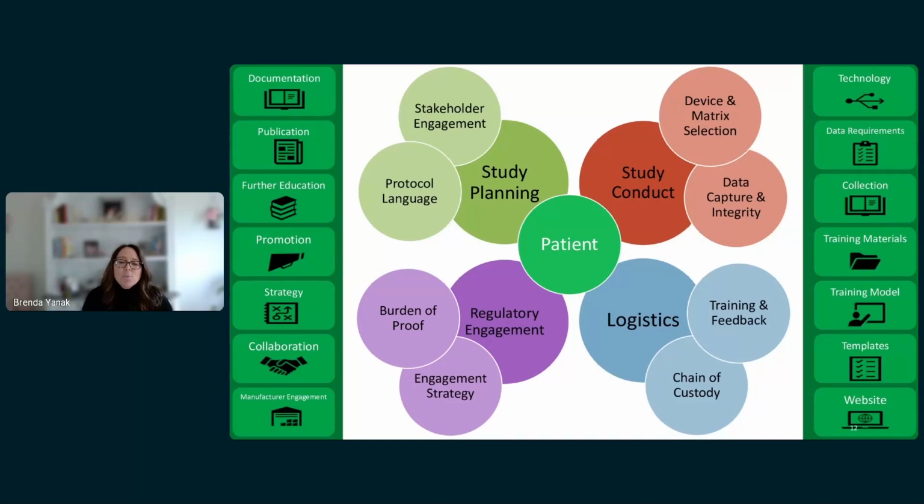With this engagement and partnership, we can co-create training models and training materials that do take all perspectives into consideration and are patient-centric, as we work together to devise data requirements for the device technology and chain of custody. All of this can be found on our website. Next slide, please.